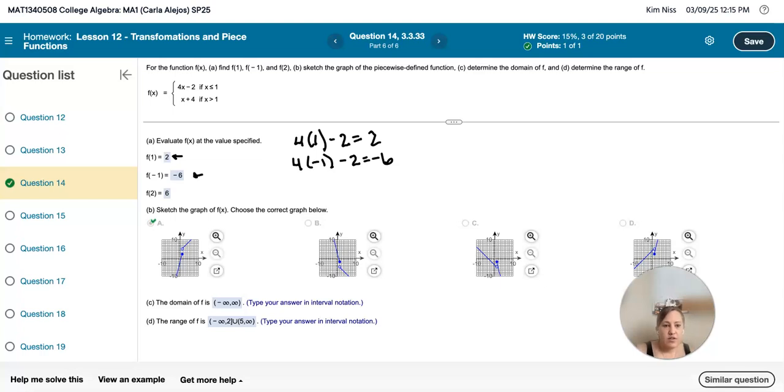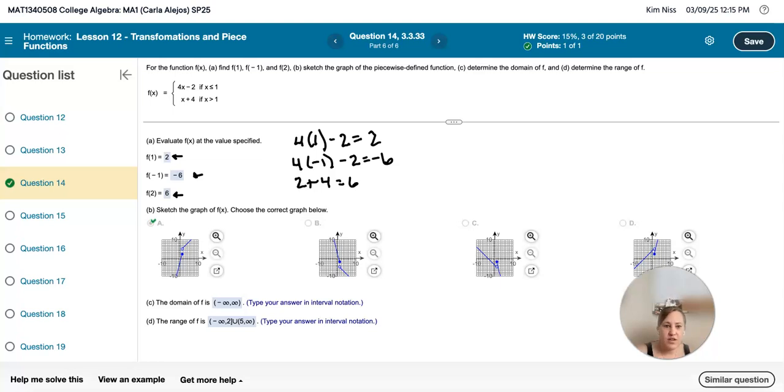So now finally we'll evaluate f of 2. So in this case x equals 2. So we're going to go back to our if statements where x is greater than 1, because 2 is obviously greater than 1. And then you plug in 2 for x. So 2 plus 4 equals 6. So that's how we got 6 for that answer. And then you have to graph it.